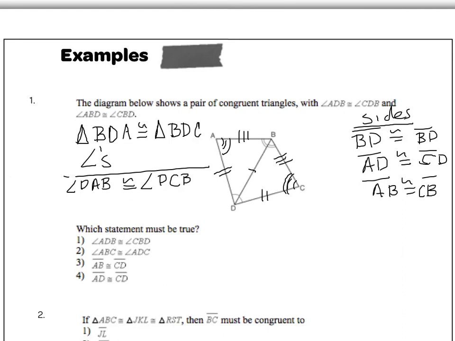and then segments AB and BC are congruent. And then we want to look at the question. In the question, clearly we can see right away that the one that is true is this bottom one. Segment AD is congruent to segment CD.